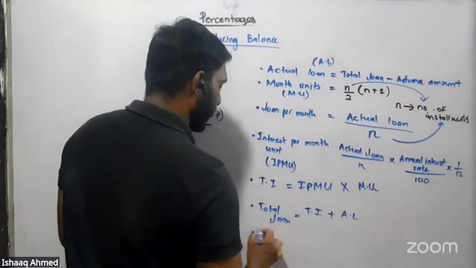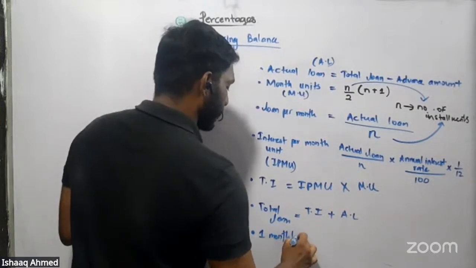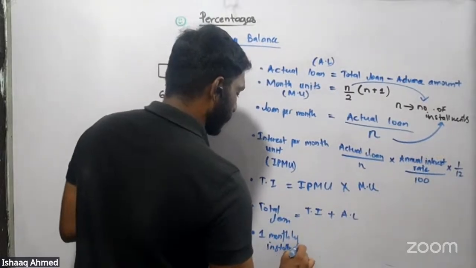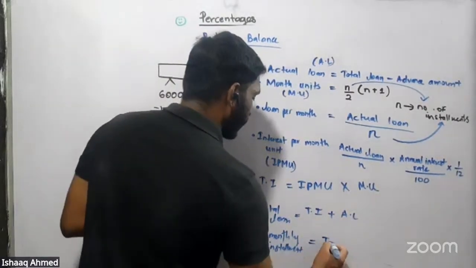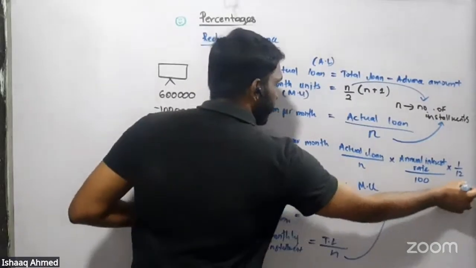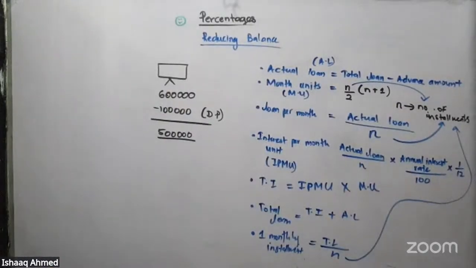Then to find the value of one monthly installment, you divide total loan by number of month units. So if you didn't have this or if you didn't know this, quickly copy this down. I won't let you take a screenshot of this because it's very important. So quickly, very quickly copy this down.